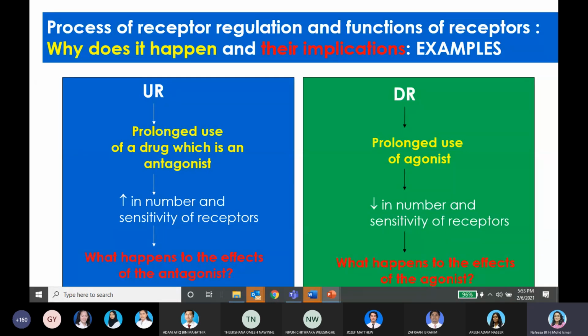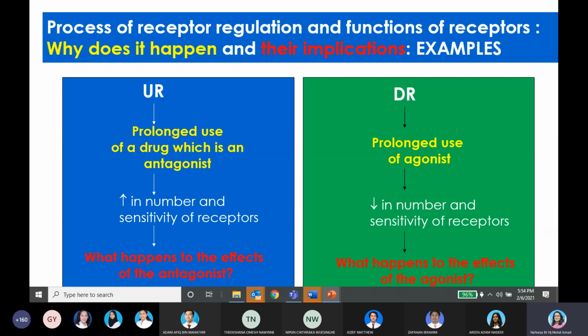So downregulation is from prolonged use of agonists. Say you have prolonged use of agonists and the body recognizes it, say you give a patient bromocriptine. Bromocriptine is a dopamine agonist, all right? So the body recognizes it as too much bromocriptine, prolonged use of a dopamine agonist. So what it does is it reduces the number and sensitivity of receptors of dopamine. Okay, this is an example.